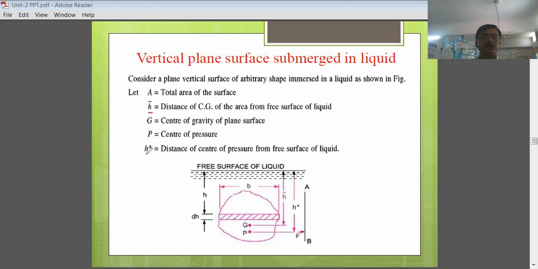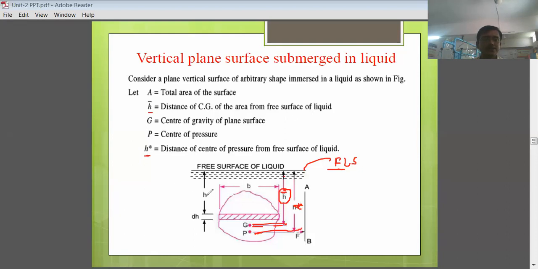Then what is H bar and what is H star? H bar, as you can see in the diagram, is the distance of the center of gravity from the free liquid surface. This is the free liquid surface. So this distance of the CG from the free liquid surface is denoted by the letter H bar. Then what is H star? H star is the vertical distance of the center of pressure from the free liquid surface. So this is denoted by the letter H star.